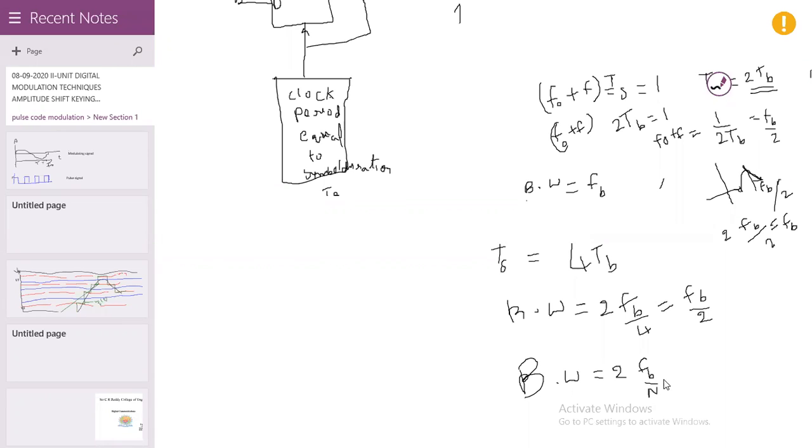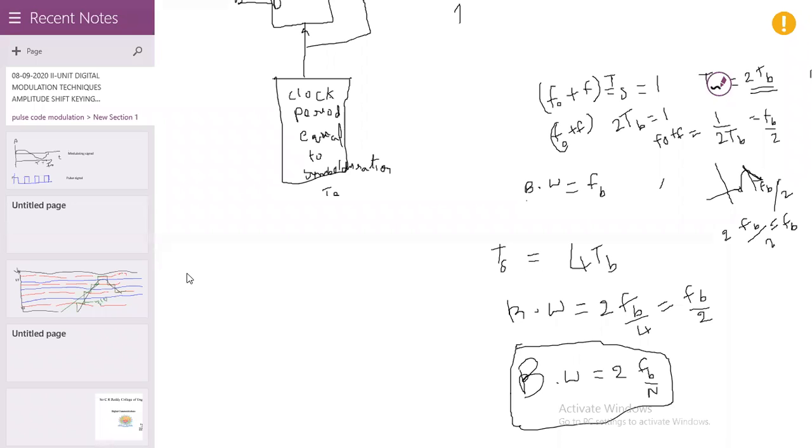What is the bandwidth of M-ary PSK? 2 FB by N. And for M-ary QASK, what is the generalized bandwidth? 2 FB by N.